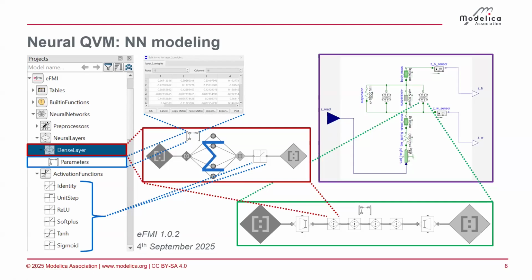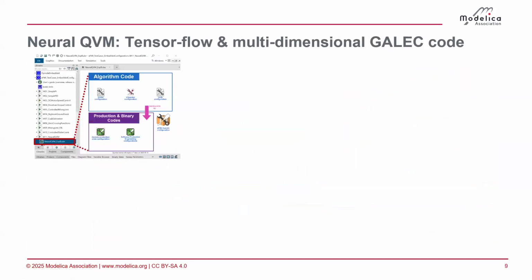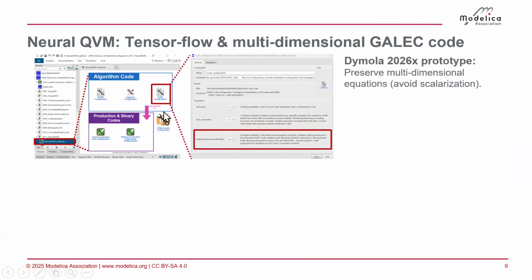This is new in the recent release, 4th of September, in the new eFMI library release. And if you use this library to model a network like this, and you put it into your model that is subject for embedded code generation, then you have the option that you want to preserve the multi-dimensions. So you go to your eFMU configuration, you pick the code configuration, and there you say multi-dimensional arithmetics. You want to keep them. That's the new prototype. I want to emphasize it's really prototype. It's a work in progress, but for the neural networks, you can guarantee it will work. For general Modelica models, it's really at a prototypical stage, on how this works, how the neural networks work.